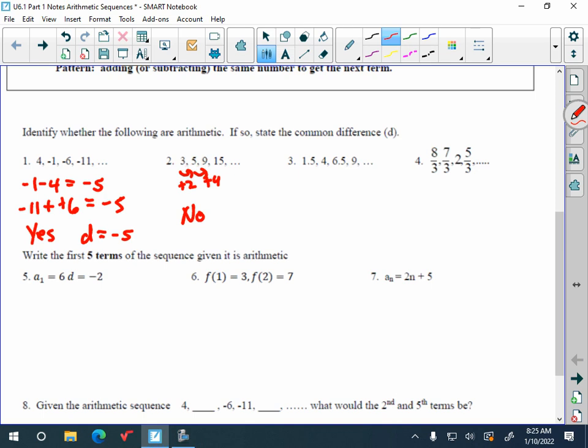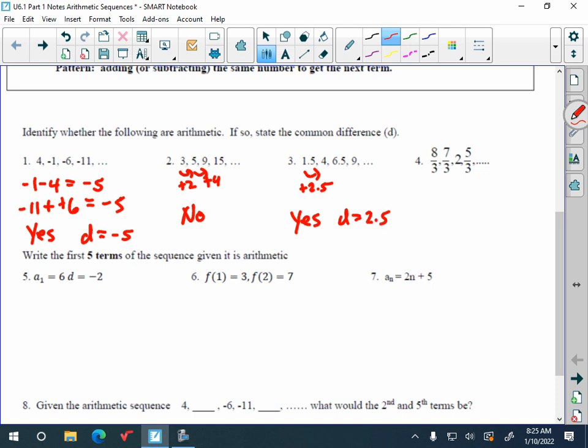So to get from 1.5 to 4, you'd have to do what? Add 2.5, right? So now we want to see if we take 4 and add 2.5, we're going to get 6.5, which is in our sequence. So we take 6.5 and add 2.5, it's 9. And so it stays consistent. So yes, this is arithmetic. And the D value is 2.5.